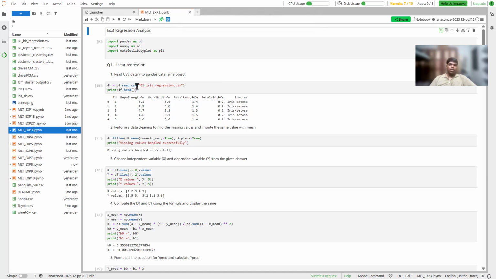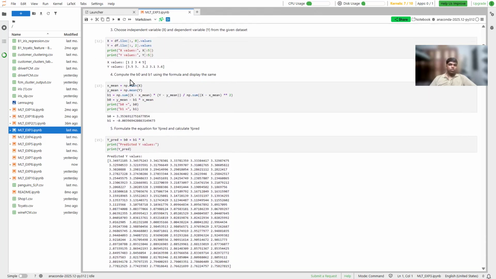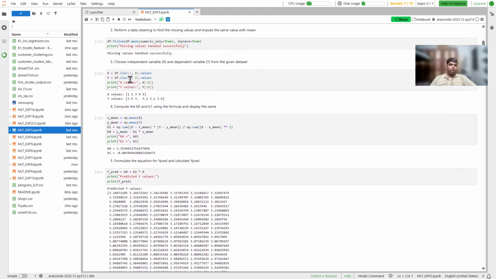First, I'll read the file using read_csv, and I replace the missing values in the file using fillna. For choosing the independent variable x and y, I select sepal length as x and sepal width as y.